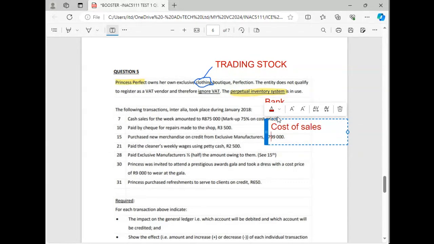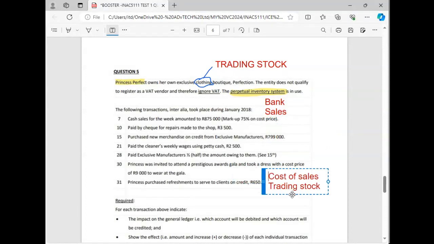And the other one is? Cost of sales always goes with what? Right, I'll come back to your question. So these are the accounts that you need to identify. Let me put them down here. These are the accounts I'm telling you.